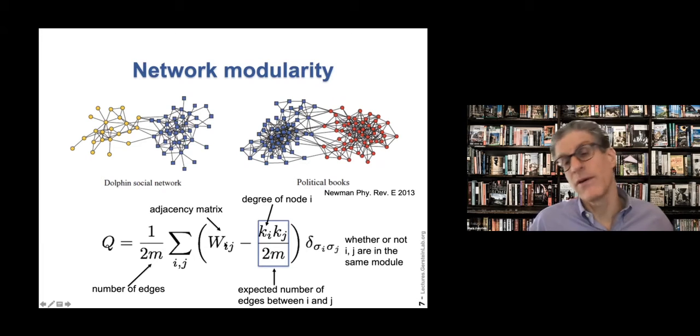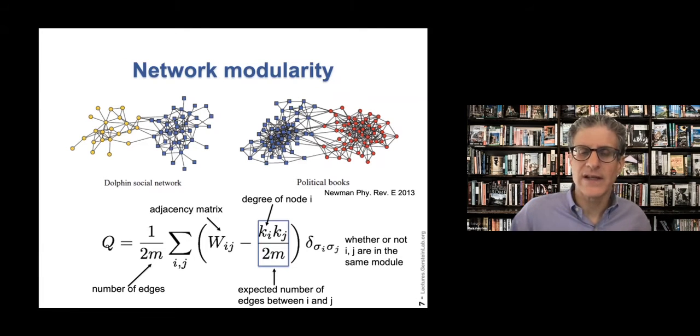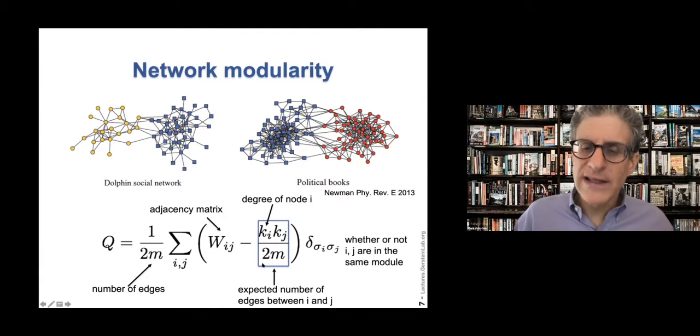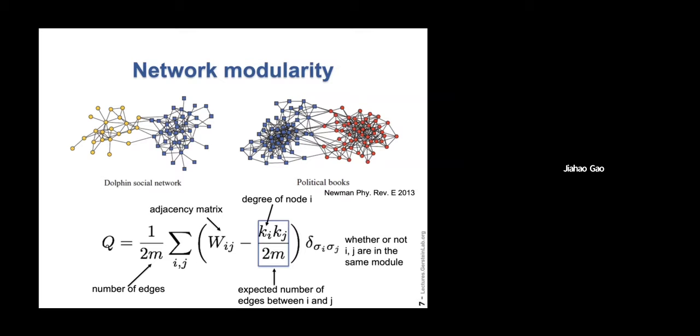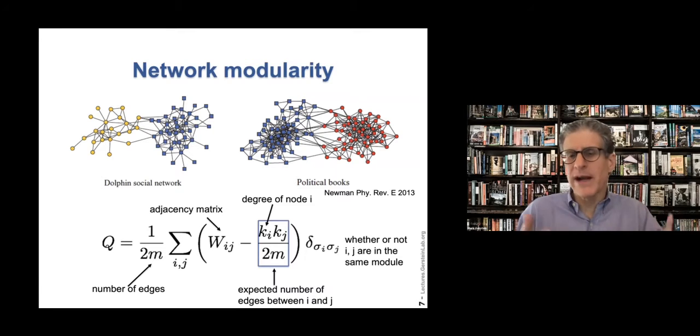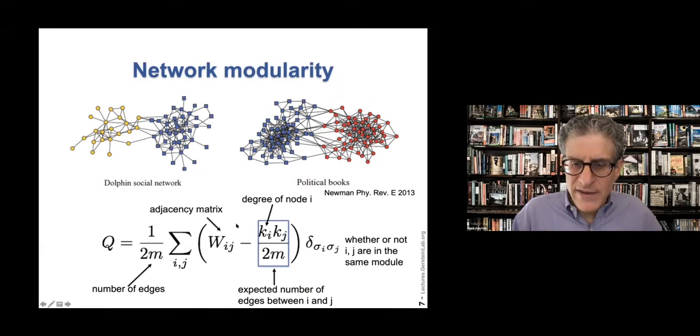Are they connected, or even the strength of their connection, if it's a non-binary thing, relative to the amount of connections we might expect. And this number here is the expected number of connections between two nodes i and j. It's the expected number of edges, and it's related to the degree of i and j. If they have very high degree, we might expect a connection kind of randomly, whereas with a very low degree, we might not expect it. So we compute this quantity, weight it by whether they're in the same module, and sum this over all pairs.